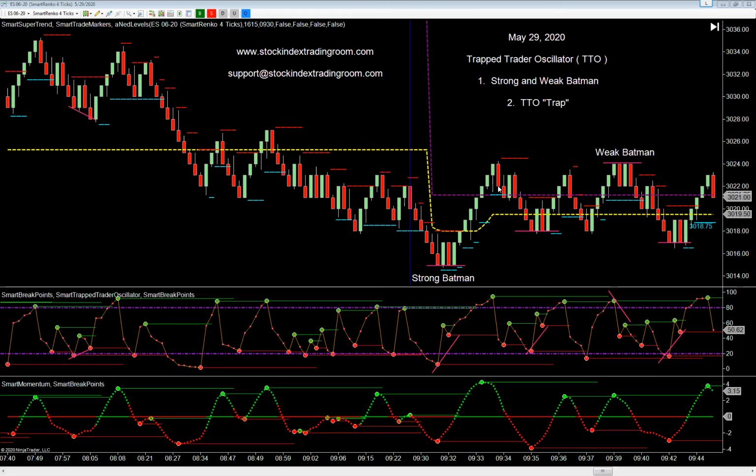Our proprietary Smart Renko bars: reversal bars are 8 ticks plus any wick associated with it. Continuation bars are 4 ticks plus wick. So each one of these continuation bars is 1 full point in the ES. Okay, so keeping score is relatively easy.